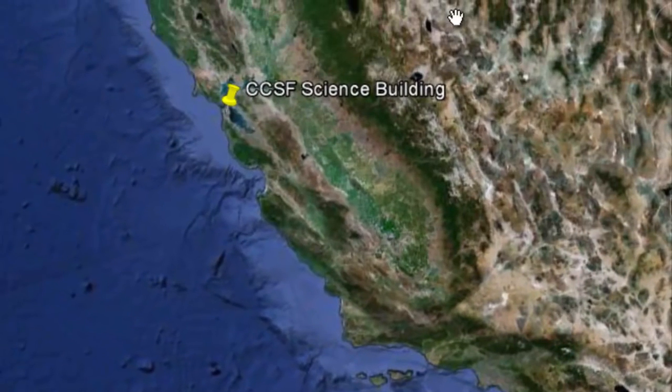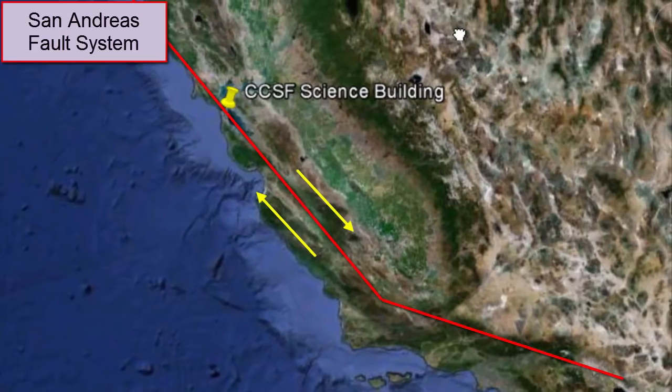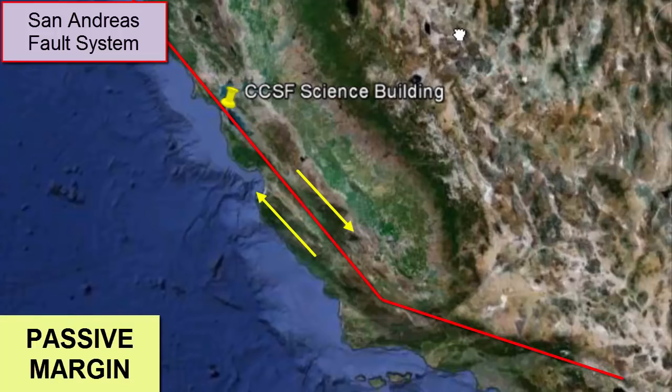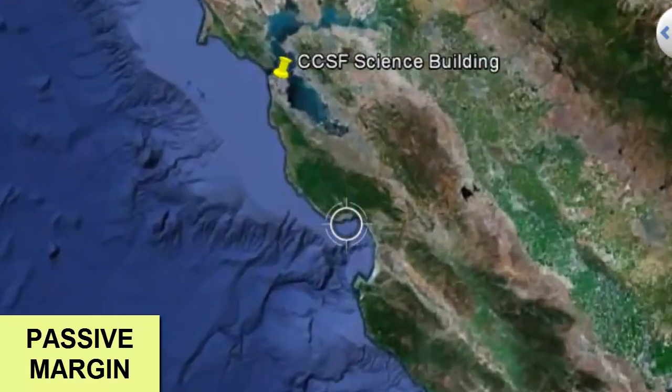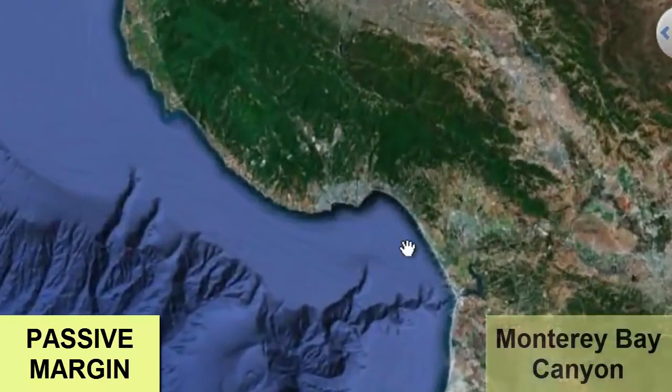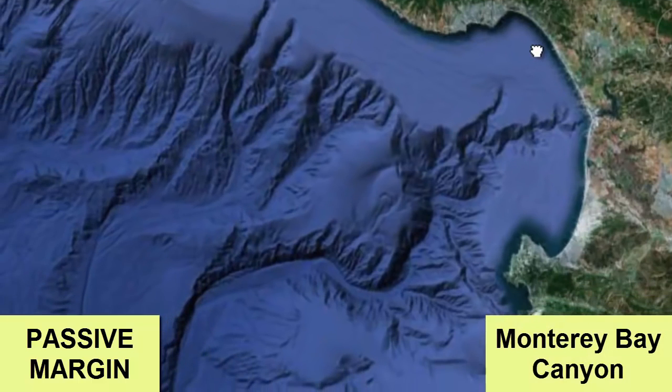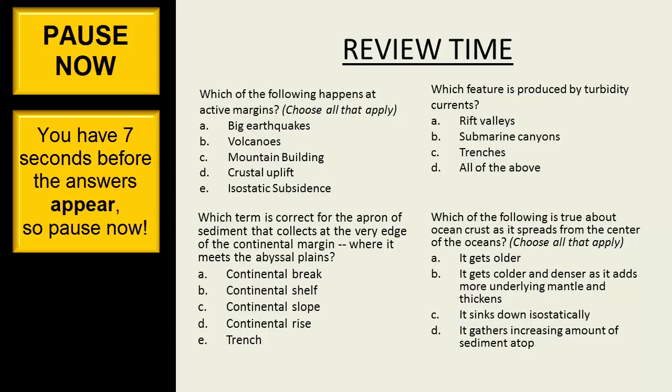Continuing northward, we are now on what kind of margin? No subduction, therefore by our definition passive. Sediment collects, no deep earthquakes, no volcanoes, wide continental shelf, and deep submarine canyons like this one here in Monterey Bay, one of the largest and most well-studied submarine canyons in the world. Pause now.